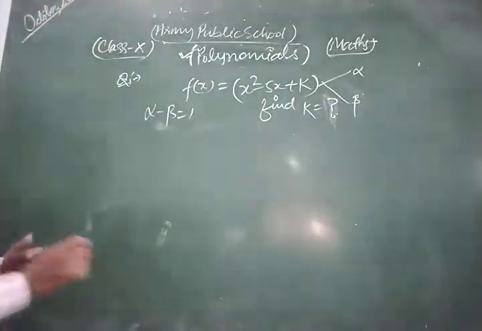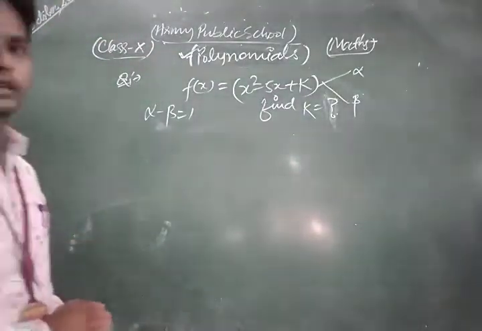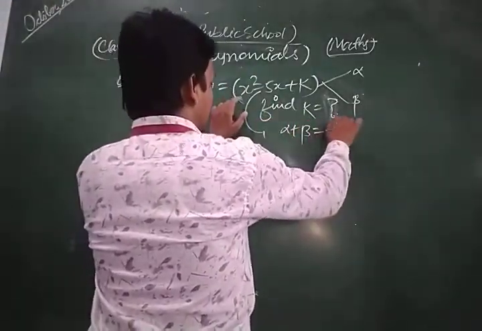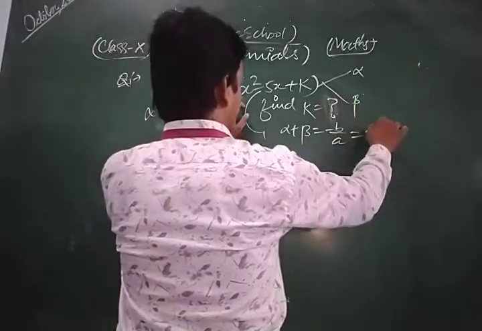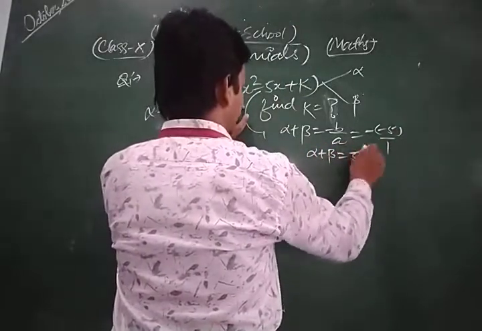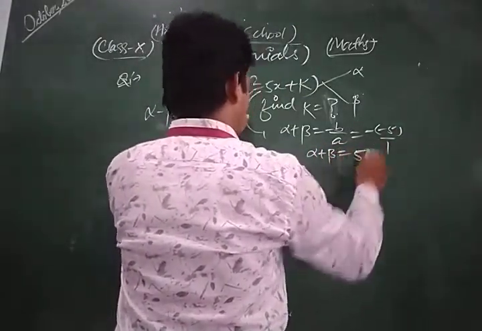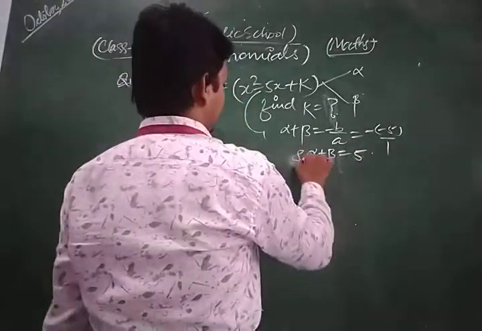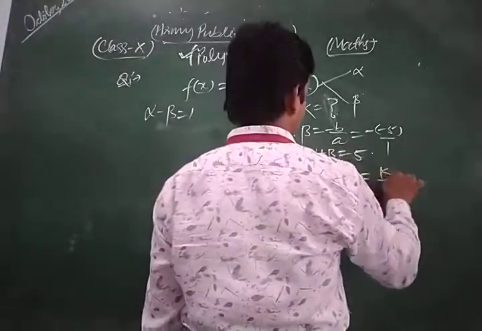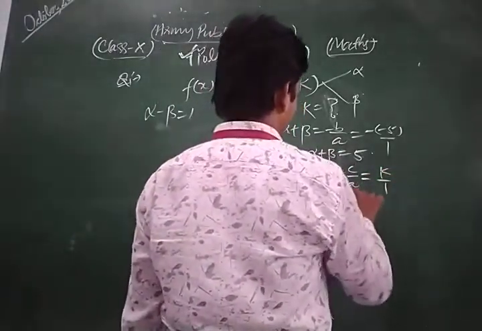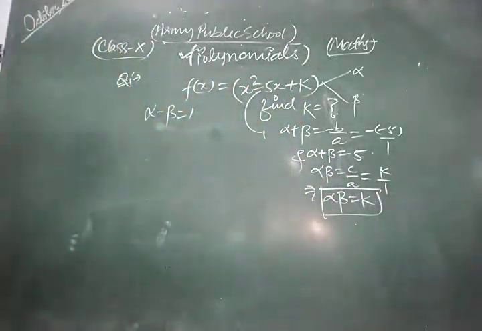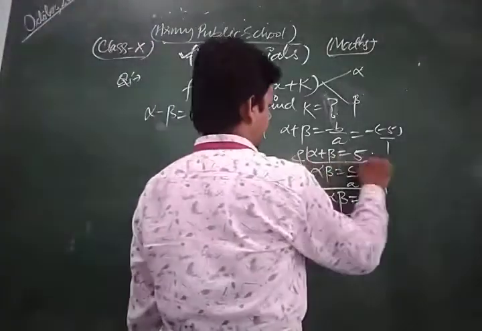Now look what I do. This is a polynomial where the sum of zeros is minus b by a, that is minus of minus 5 on 1, so the sum of zeros is equal to plus 5. And the product of zeros is c upon a, that is c upon 1, so alpha into beta is equal to k, and alpha plus beta is equal to 5.